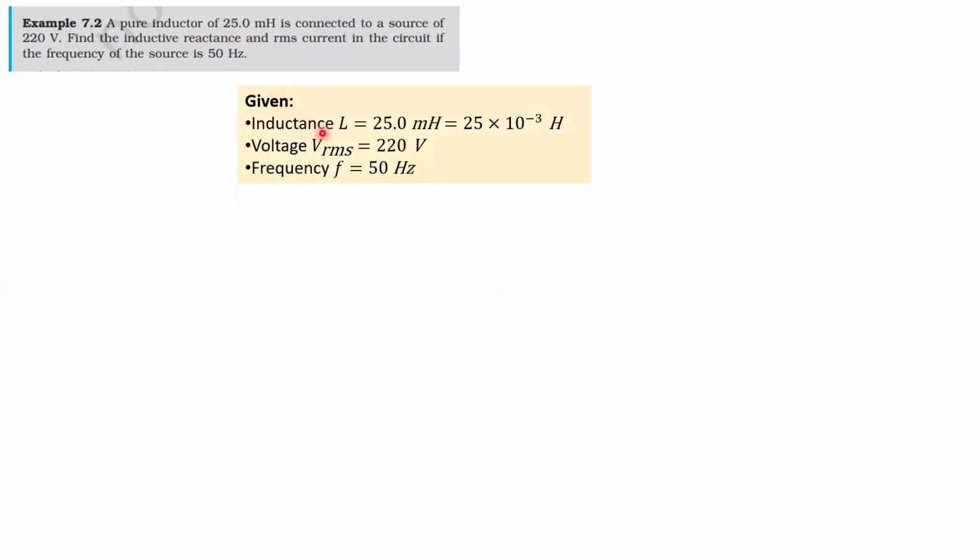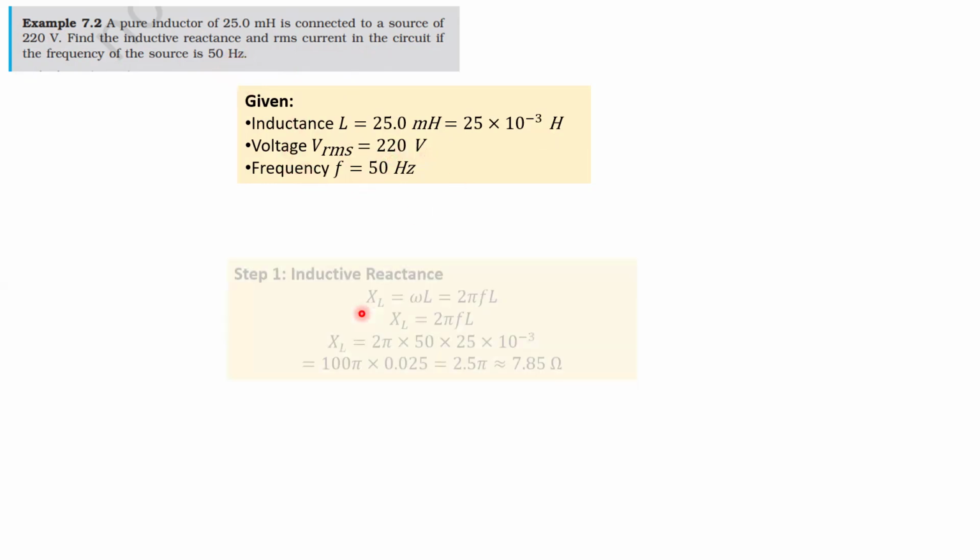Inductance, L is given, right? 25 millihenry. Convert into Henry. Milli means 10 to the power minus 3 Henry. Voltage. Voltage is, see, a source of 220 volt. I already told when it is given like this, it is VRMS. VRMS is 220 volt. Frequency of 50 Hertz. See the unit, linear frequency is given.